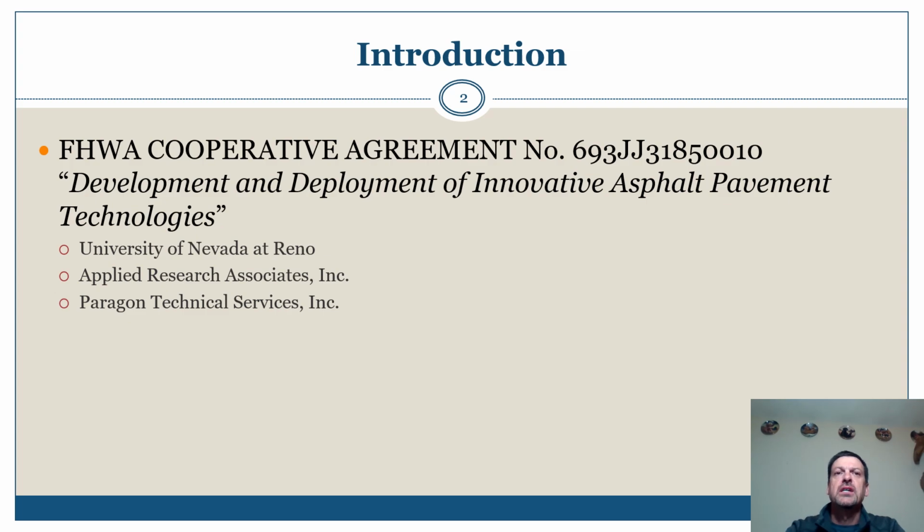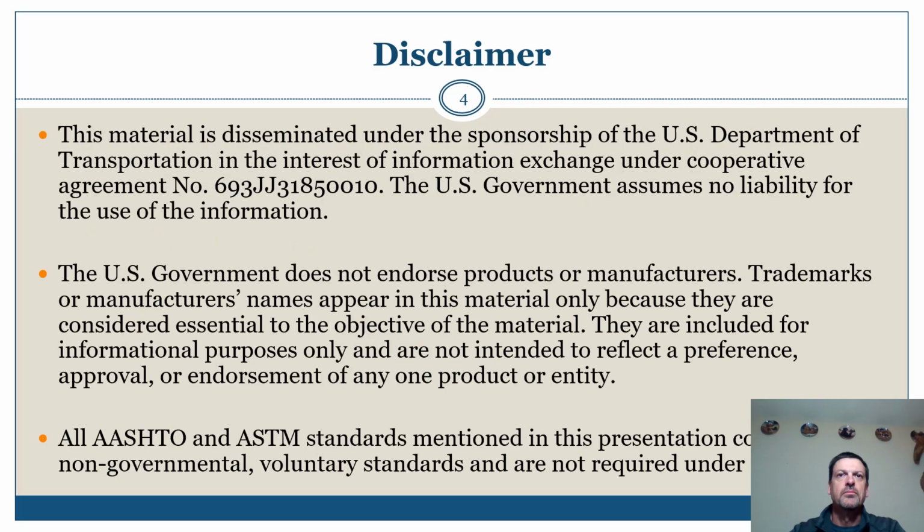As I said, this was developed as part of a cooperative agreement with FHWA. It's called the DDIAPT, or the Development and Deployment of Innovative Asphalt Paving Technologies. UNR is the prime contractor, and our partners in the agreement are Applied Research Associates and Paragon Technical Services.